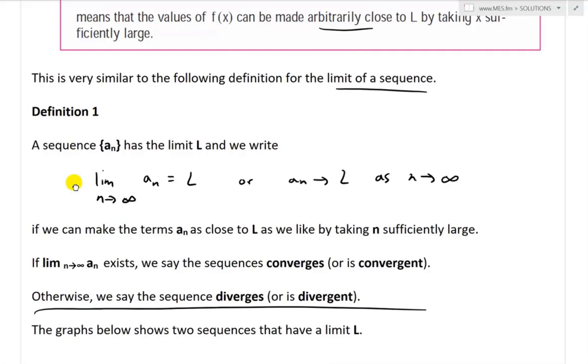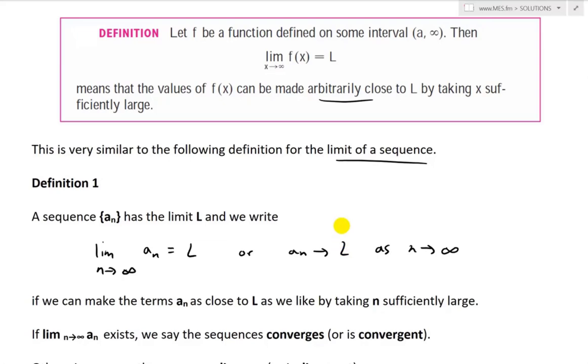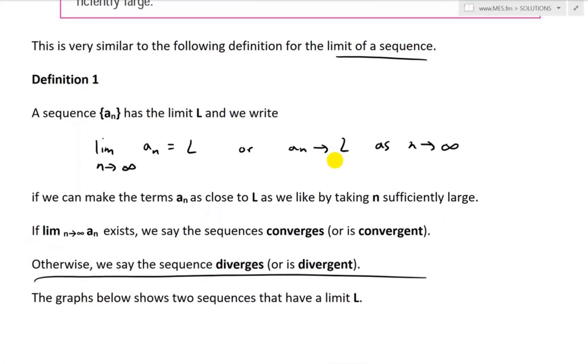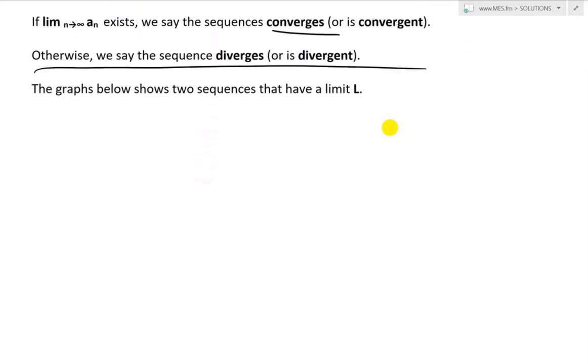We have this limit if we can make the terms a_n as close to L as we like by taking n sufficiently large, which is pretty much identical to the earlier definition for regular functions. This also defines convergence. If the limit as n approaches infinity of a_n exists, we say the sequence converges or is convergent. Otherwise, if the limit does not exist, we say the sequence diverges or is divergent. The graphs below show two sequences that have a limit L.